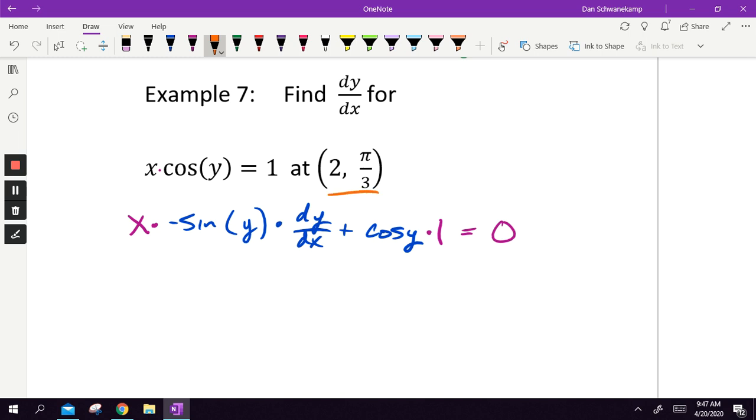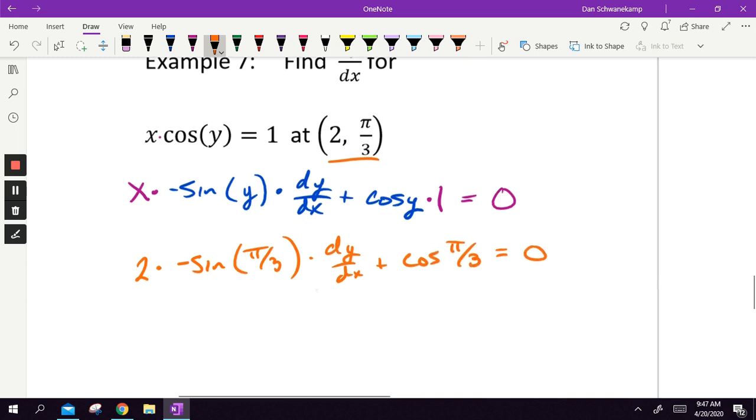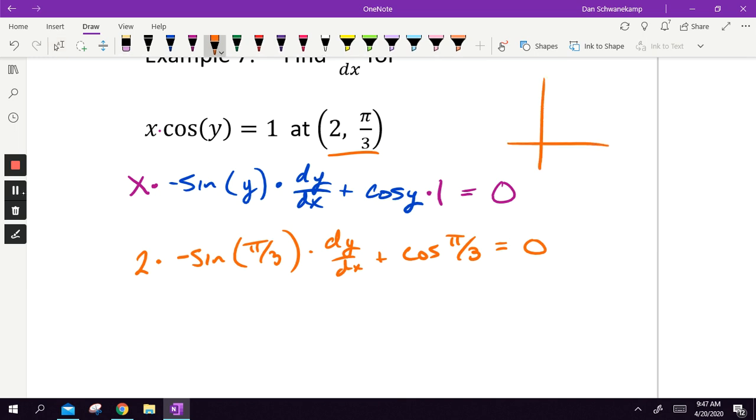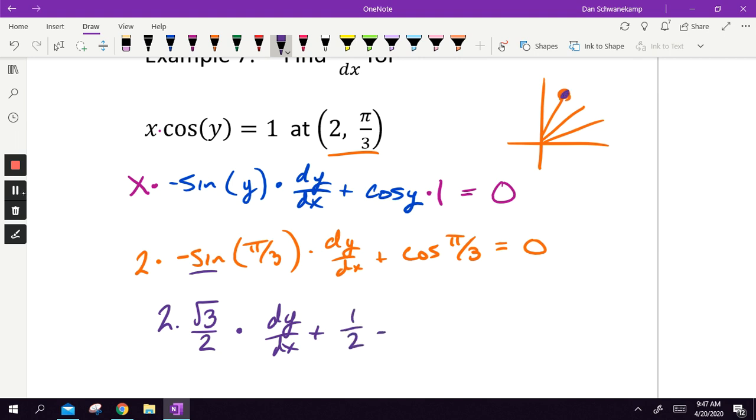I could get dy dx by itself if I really wanted to. I don't. I'm going to plug in 2 and pi over 3. So I'm going to plug in 2 times negative sine pi over 3 times dy over dx plus cosine of pi over 3 is going to be all equal to 0. So I'm thinking unit circle. Boom. 6, 4, 3. That is pi over 3 right there. What is sine going to be right there? It is radical 3 over 2 times dy over dx plus cosine at pi over 3. Well, what's cosine going to be right there? That's 1/2.